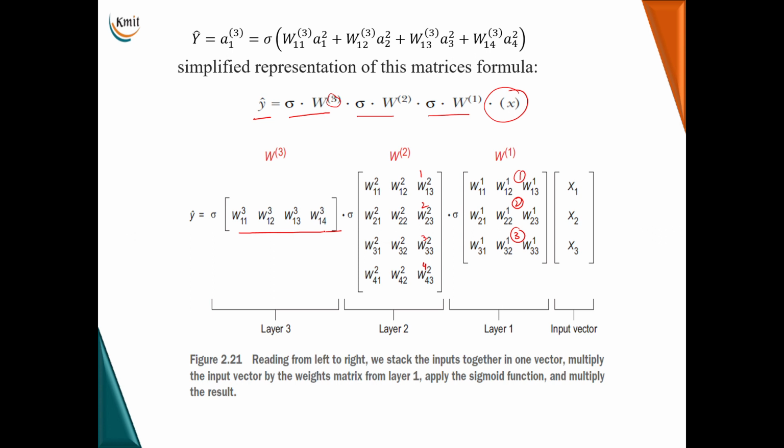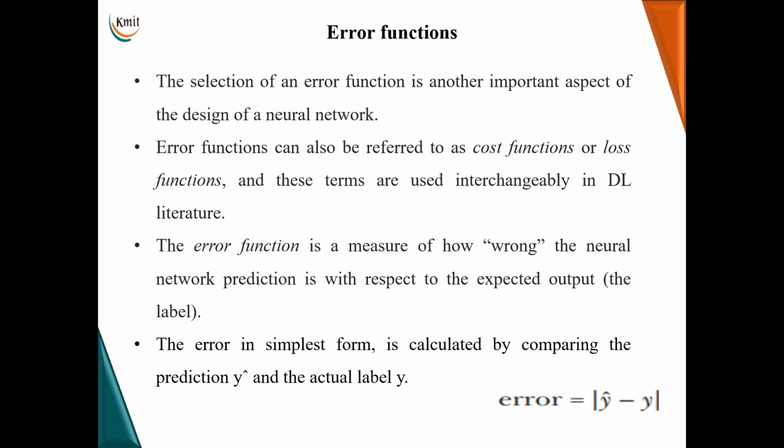Now, so far we have learned how to implement the forward pass in a neural network to produce the predicted output. Now, we need to evaluate whether this predicted output is the same as the true value or not. So what do we do? We measure error. The error function measures how wrong the neural network prediction is with respect to the true value.